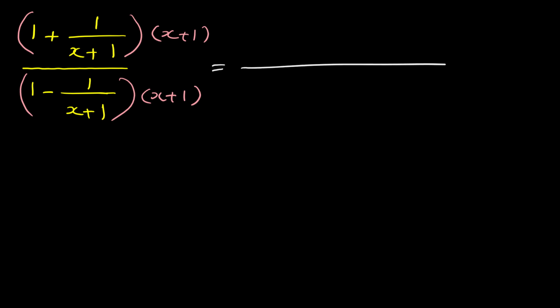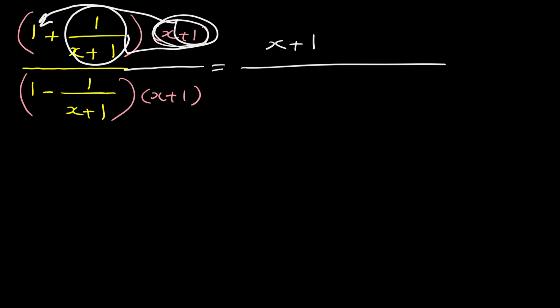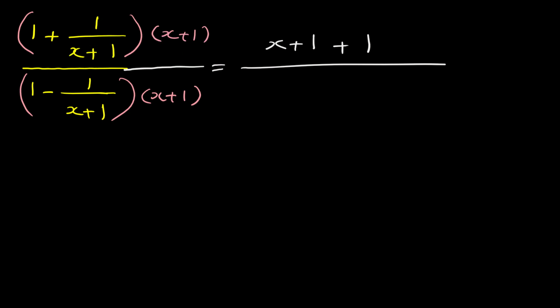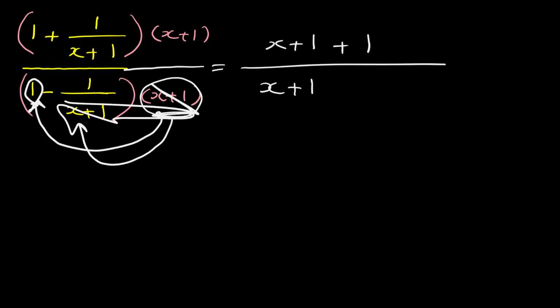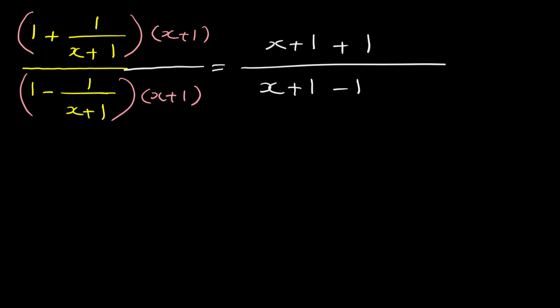Then we have x plus 1 times 1 is x plus 1. x plus 1 times 1 over x plus 1: this x plus 1 with x plus 1 cancels and we only have 1. So plus 1. And this is for the numerator. Now multiply x plus 1 in the denominator. x plus 1 times 1 is x plus 1. x plus 1 times this cancels with this, and then we have negative 1. So basically minus 1.